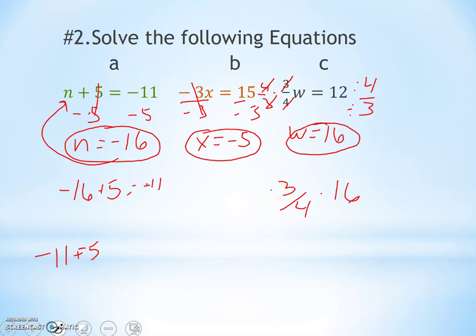And I could take 3/4 times 16 and make sure that I get 12. Again, I would take 16 times 3 and divide it by 4. 16 times 3 is 48. 48 divided by 4 is 12. And so w equals 16 is my solution.